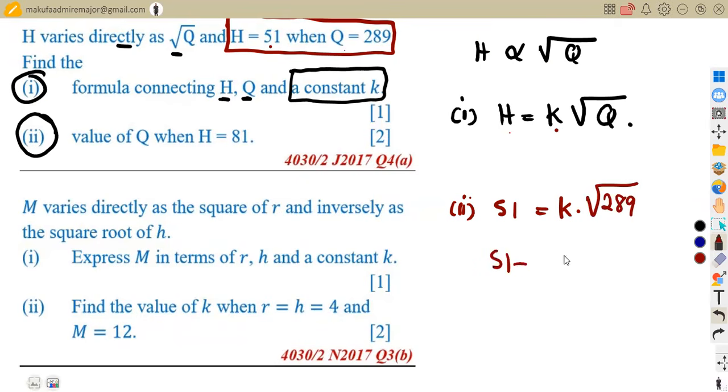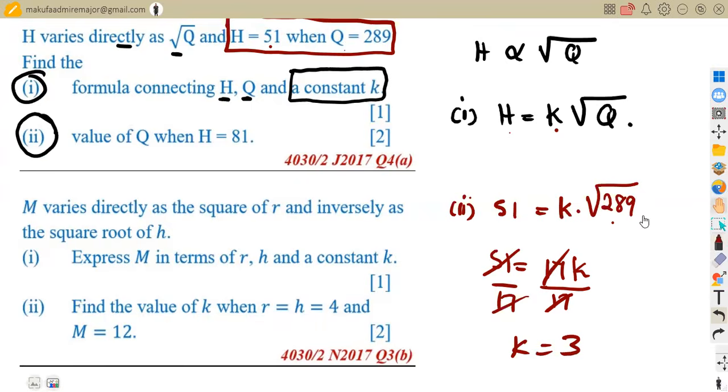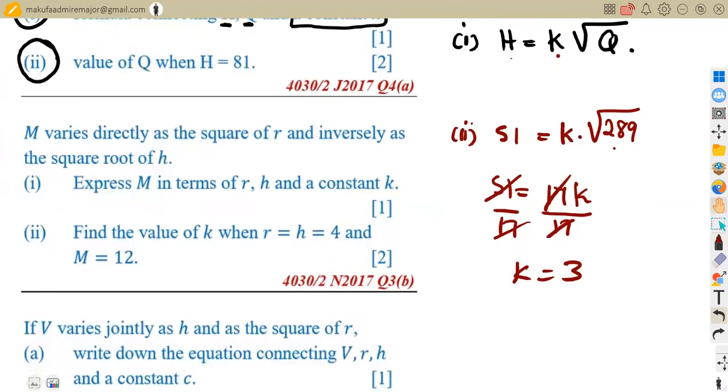So 51 is equal to the square root of 289, that is 17, and from 17 times 17, that's 289. Remember, I said you must know those squares. So the square root of 289 is 17, which is 17k. Divide by 17 on both sides, so we are going to obtain the value of k. 17 into 51, that's a 3. So having this value of k, we are going to substitute this one.